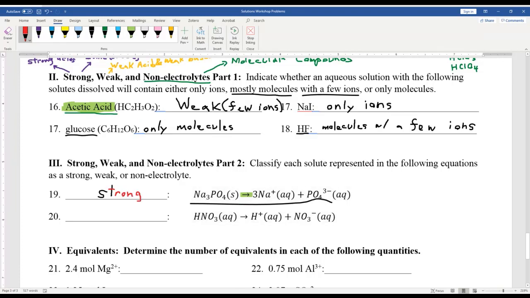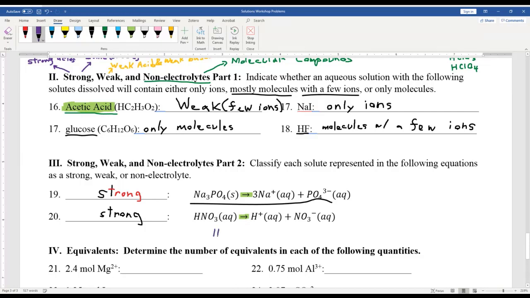Likewise with the next one. Even if you didn't remember anything about what a strong electrolyte was, you look at this, you see it does separate into ions and the arrow is only in one direction. So that would tell you this is what type of electrolyte? Strong. Now, if it was a weak electrolyte, what would you see? It will go both sides because it has both ions and molecules.